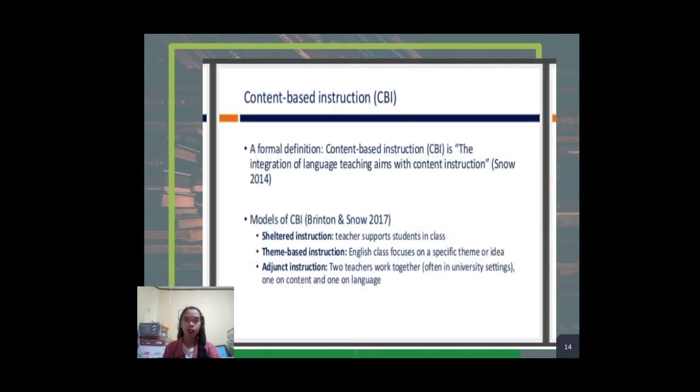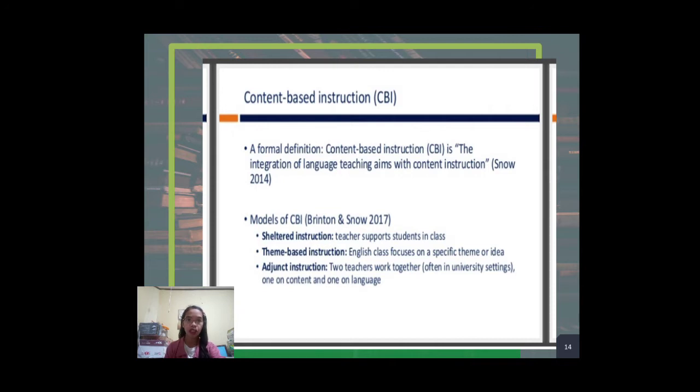Content-based instruction. Again, what is content-based instruction? Content-based instruction is the integration of language teaching aims with content instruction. And that's according to Snow. Models of CBI, according to Brinton and Snow, we have sheltered instruction, theme-based instruction, and adjunct instruction.